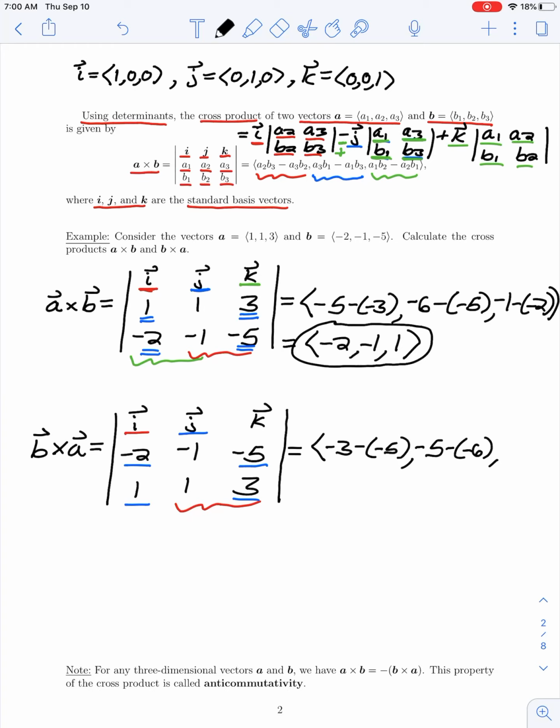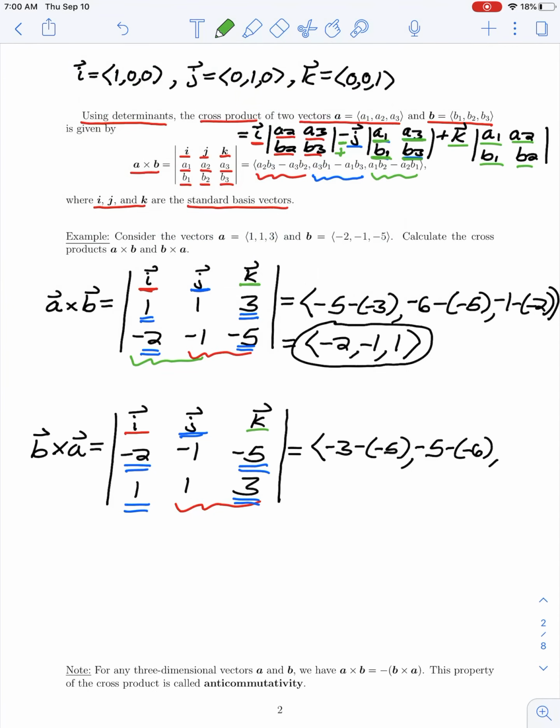Or if you prefer, you could take the product of the diagonal entries, -6, and then subtract the -5, and then take the negative of that J component. So either approach there, you'll get the same J entry, just a matter of personal preference.